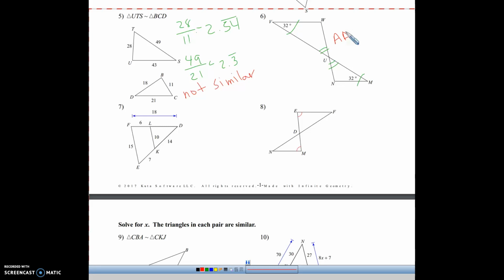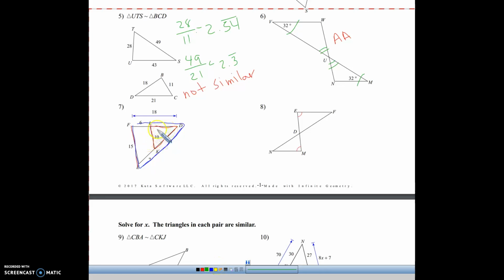Number 7. Let's see. I do have 3 sets of sides, and I also have an angle. So this one could be proved maybe 2 different ways. But first we have to see if the sides are similar. Now you have to be very careful in this picture because you have triangle LKD here, and then you have this triangle, which is a little bigger. So you gotta be careful with what you're using in your ratios.